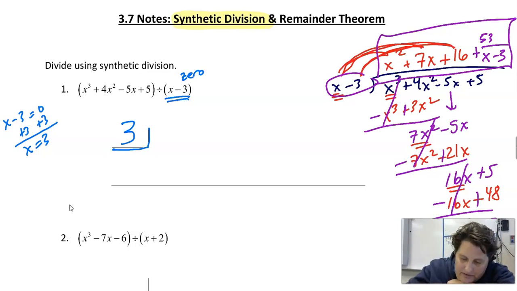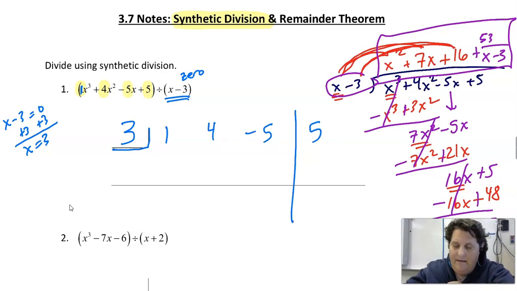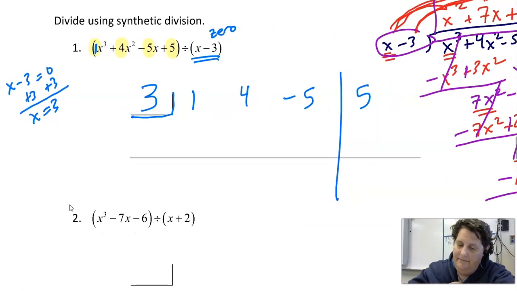And then what I'm going to do is I'm going to take what's called my coefficients, right? You guys know what coefficients are. They're the numbers in front. I'm going to use 1, 4, negative 5, and 5. I'm going to drop a line down right there. Okay, so this is how we set it up. And then this is how you do synthetic division, all right?